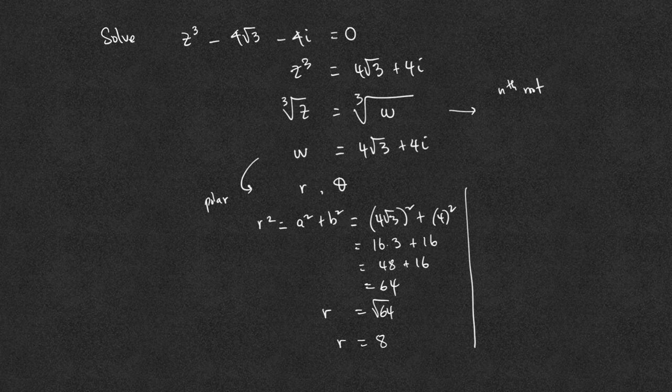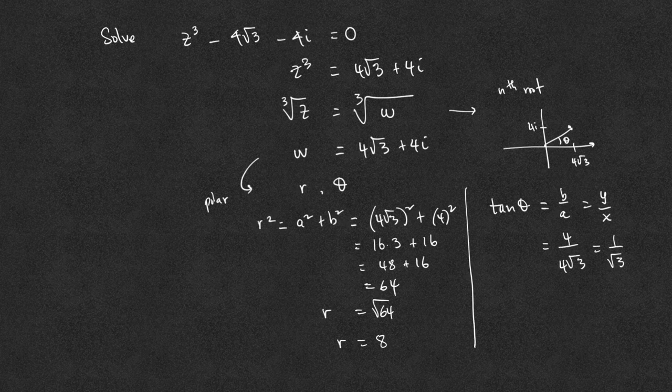This w is in the first quadrant because a, 4 root 3, is positive and b, 4i, is positive. So the angle theta we're looking for is in the first quadrant, where tangent of theta is b over a, or y over x, where b is 4 and a is 4 root 3. This is 1 over root 3. We use the same trick. With tangent being 1 and root 3, we divide by 2, the top and the bottom.